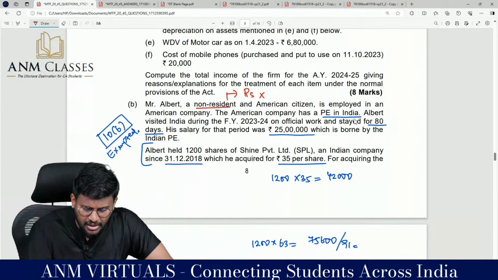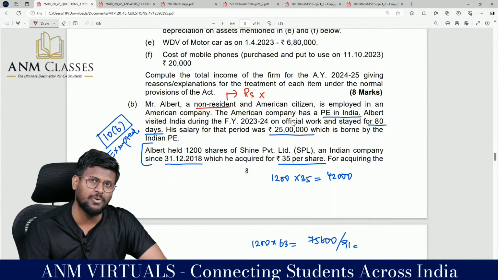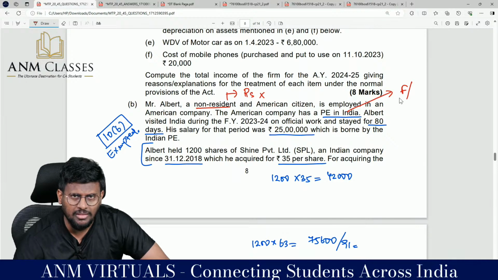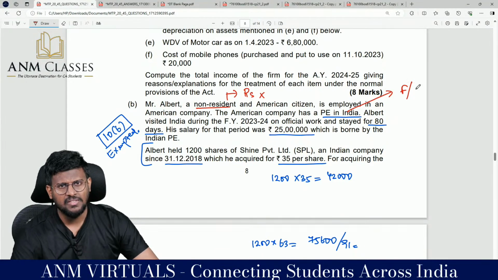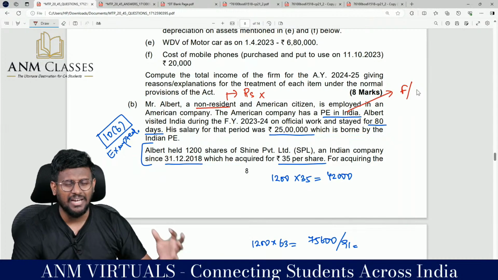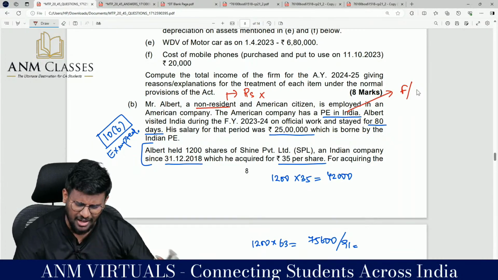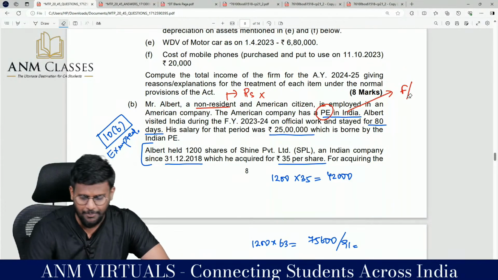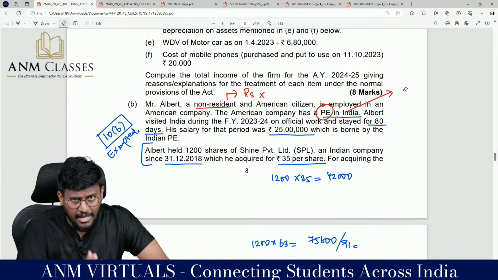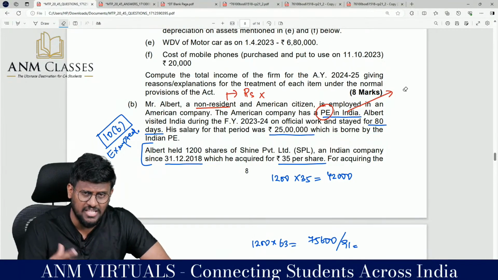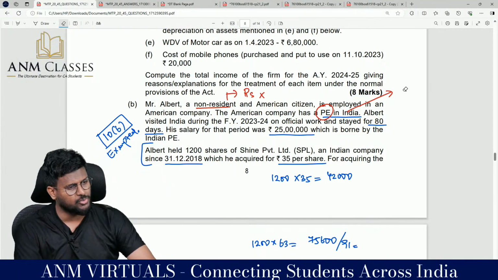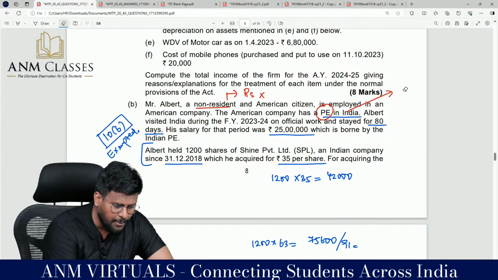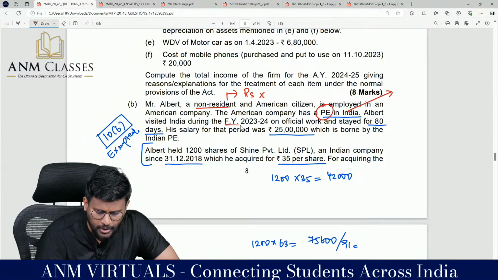The American company has a permanent establishment in India. That American company is having a factory in India, or a workplace in India, or a workshop in India, something is there in India that tantamount to a permanent establishment in India. That American company is having a branch in India, an office in India, or anything X, Y or Z in India, that tantamount to a permanent establishment in India. That means that company is having a permanent establishment in India. Albert visited India during the financial year 23-24.